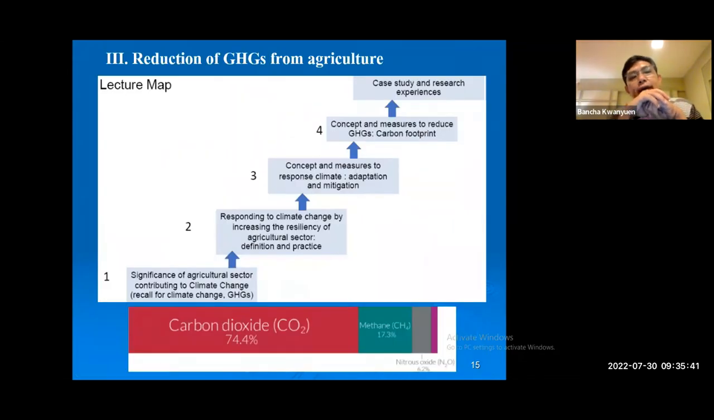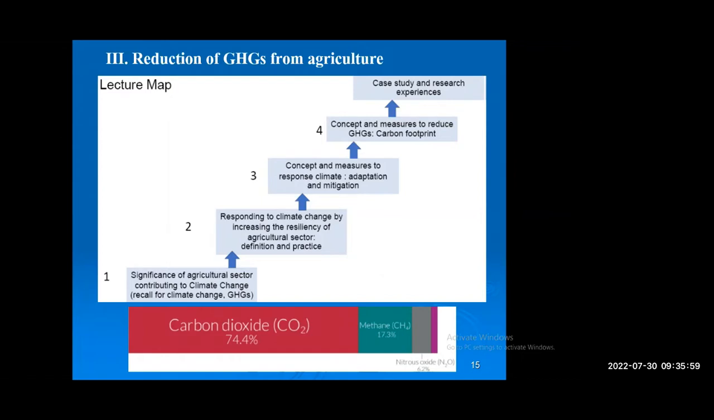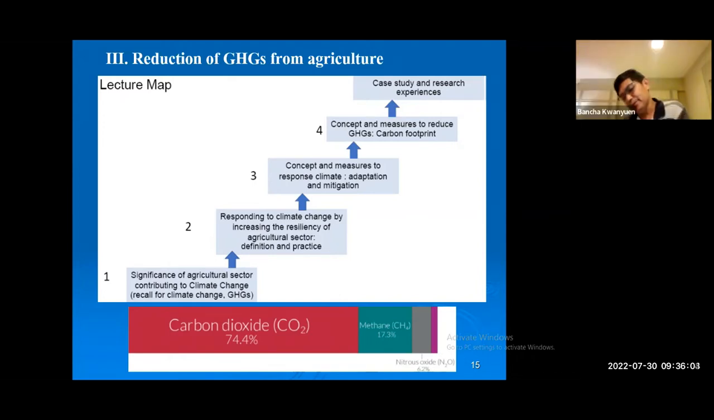So next we have a look at the reduction of greenhouse gas from agriculture. Dr. Thanwadi discussed with you the significance of the agriculture sector, that it contributes to climate change itself. We always think about climate change affecting crops or agriculture, but on the other hand, agriculture itself has an effect on the climate, because we also produce greenhouse gas by agricultural activity.